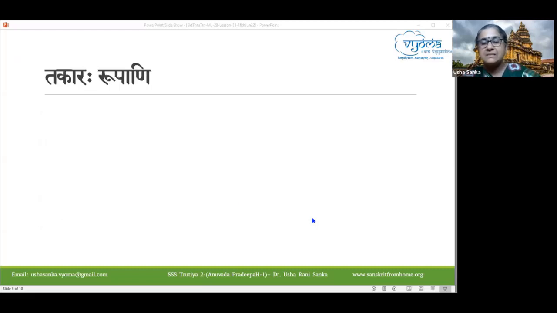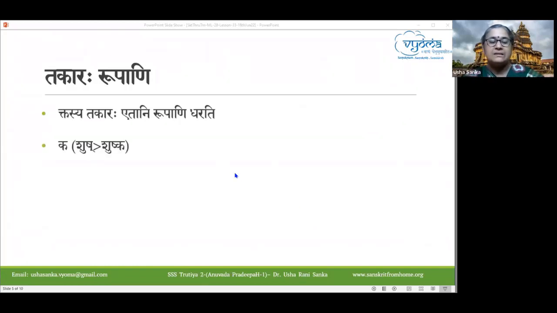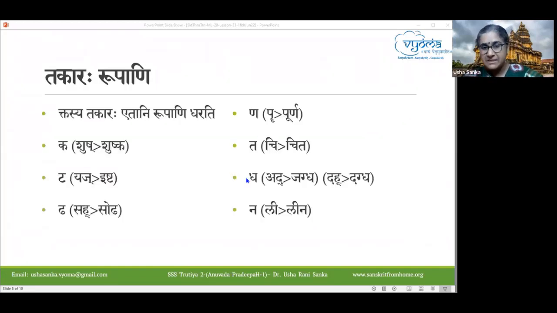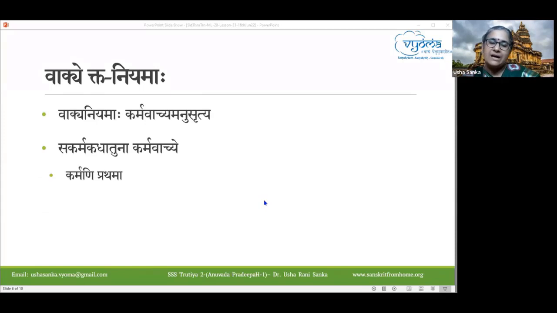Then tingantanam sthane prathama vibhaktau bhavati, that it should be added. And then the ta is seen in 8 forms. I missed one here. I'll add it. It's va. Okay, pakva, pach plus va. Please write it in your notes if you have written down these points. So the ka, ta, dha, na, ta, dha, na, and va are the 8 forms that we see the kta pratyaya. And in the vakya niyamas are almost like the karmani prayoga niyamas.